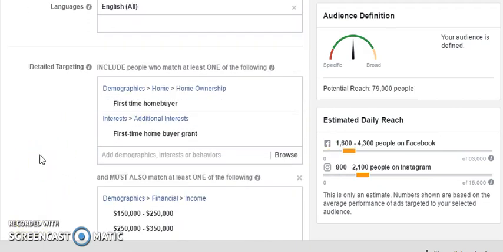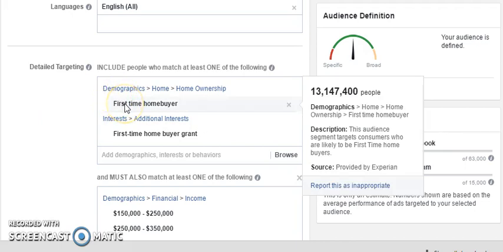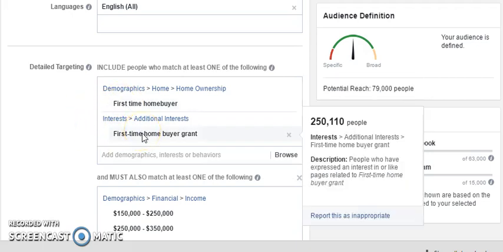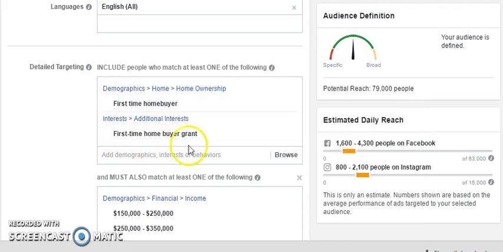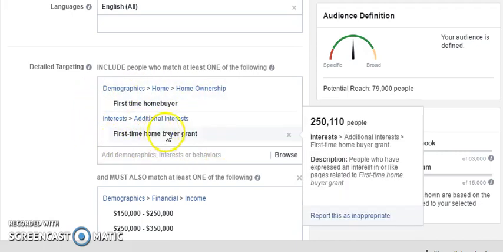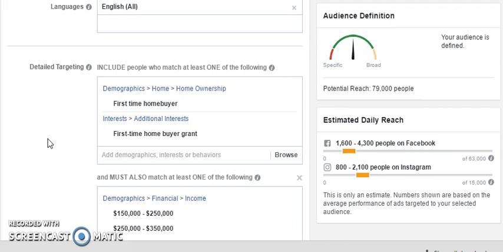Okay, for this example, I went ahead and I changed some of the demographic targeting to basically a purchase lead source that we can generate and run for you. So for this example, we set up people that are first-time home buyers. This audience segment targets consumers who are likely to be first-time home buyers, and we have a first-time home buyer grant. People who have expressed an interest in or like pages related to first-time home buyer grants. Huge opportunity right here if you guys also want to do people that are going to be looking to basically buy a home.